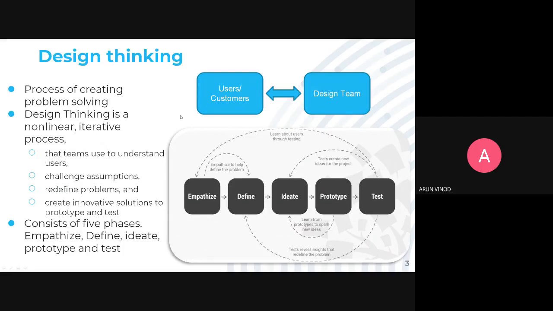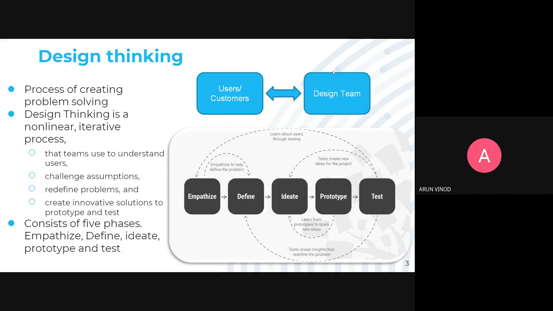Let us see what design thinking is. What do you mean by design thinking? It is the process of creative problem solving. The user or customer is having a problem, and the design team is solving that problem. The process you undergo to identify the problem and to solve the problem is called the design thinking process. What is the design thinking process? It is the process of creative problem solving.